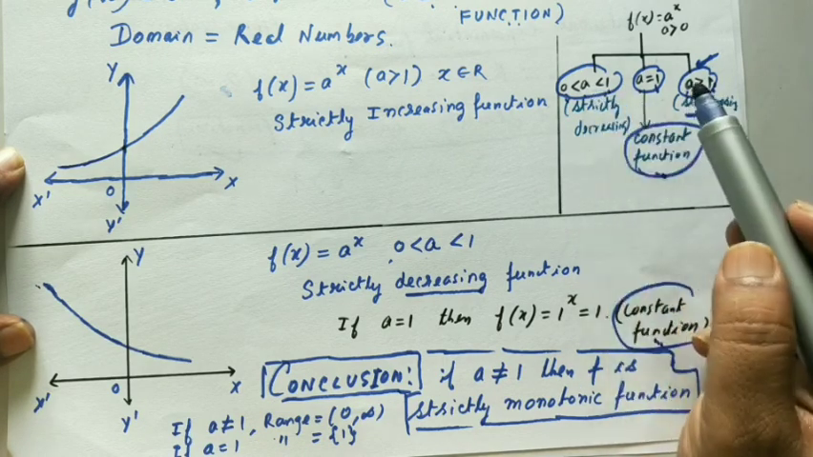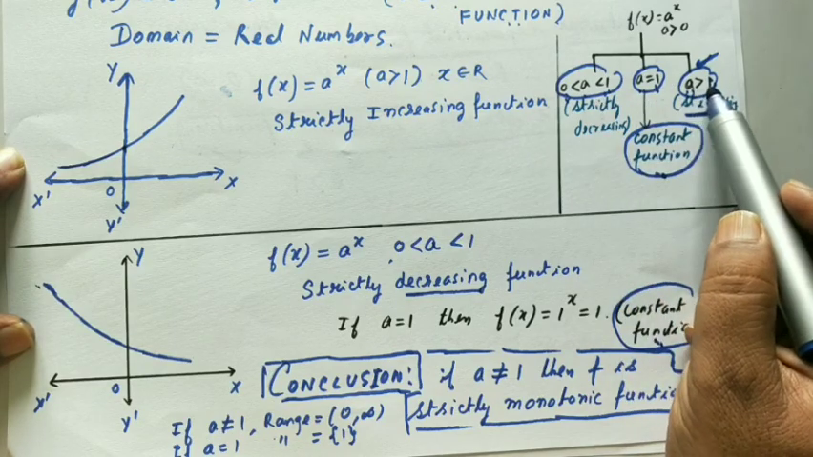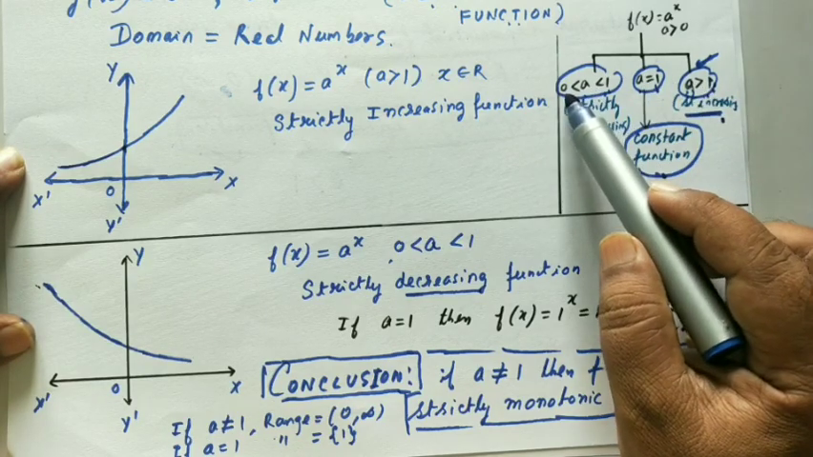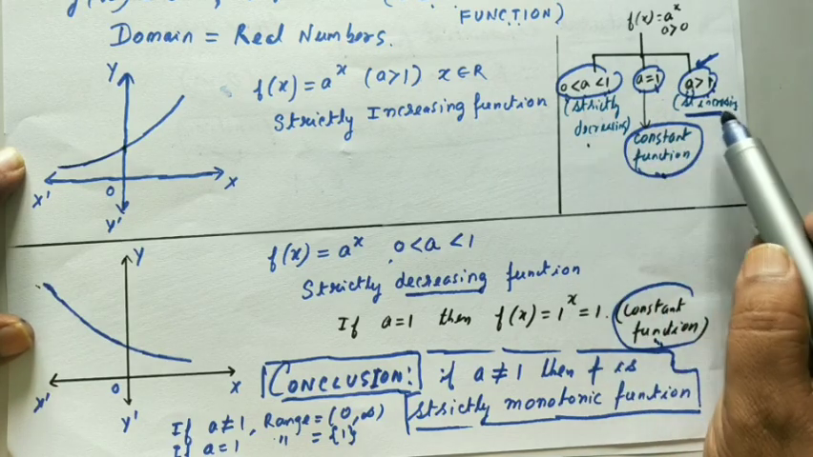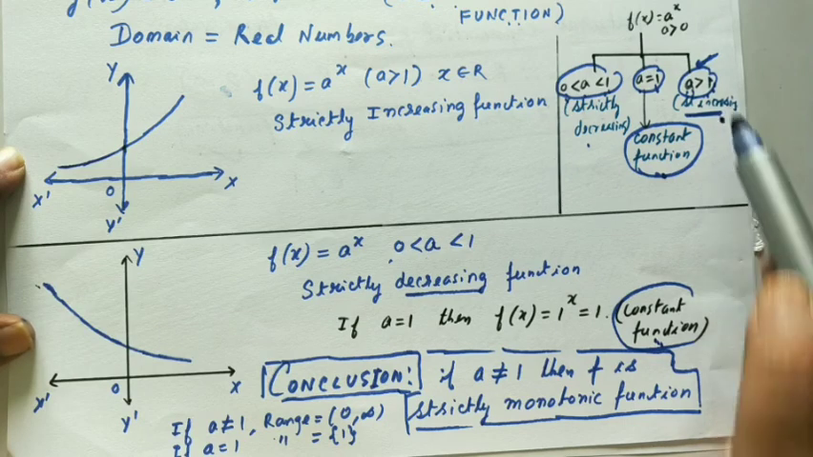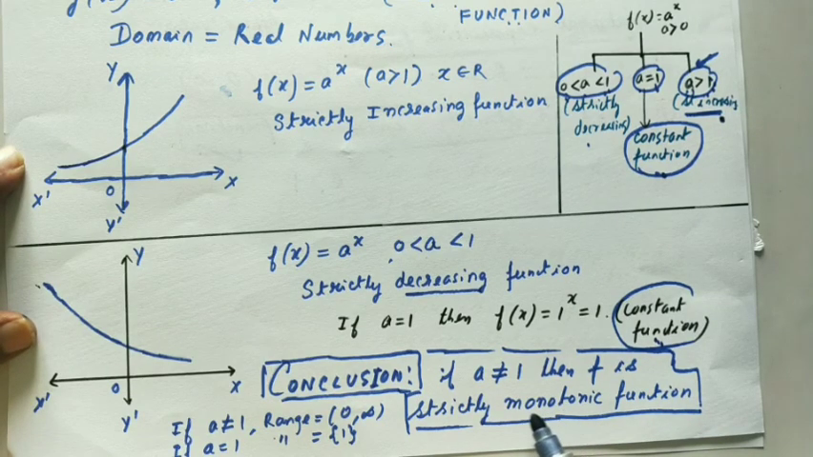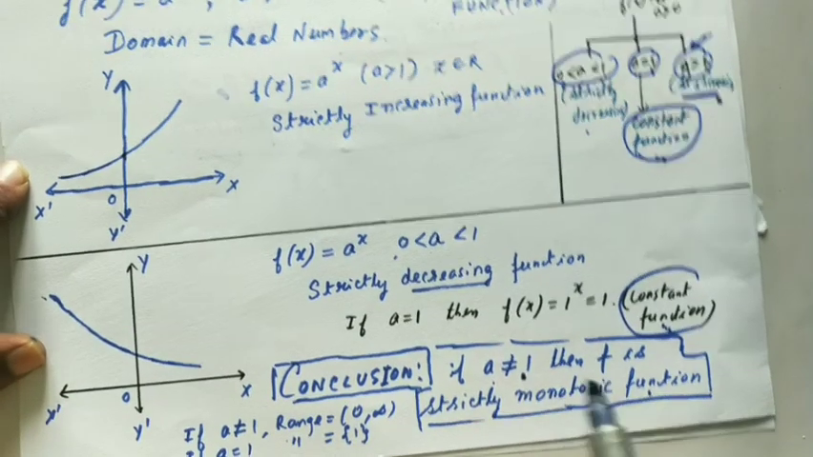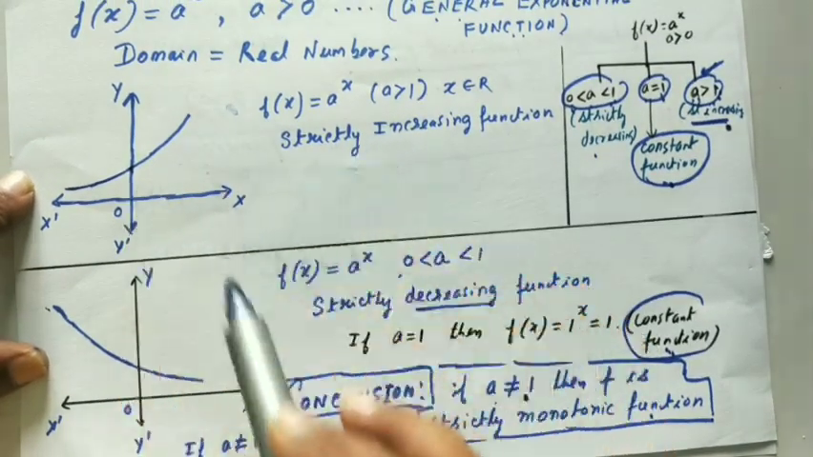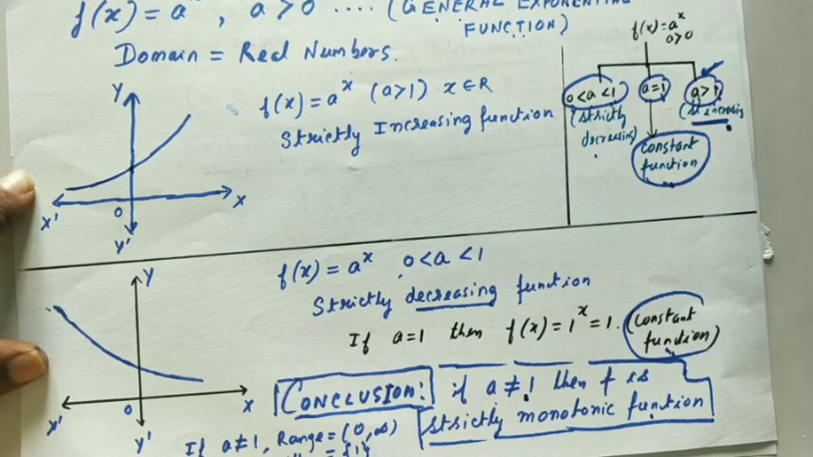Now in these 2 cases, that is a is greater than 1 and a is greater than 0 and less than 1, that is a should not be equal to 1, either strictly decreasing or strictly increasing. It is called strictly monotonic function. And strictly monotonic functions are one-to-one functions. This is the conclusion. That is, when a is not equal to 1, the general exponential function is a strictly monotonic function. In this case, strictly increasing function, and here strictly decreasing function.